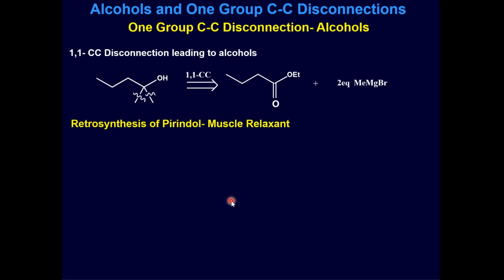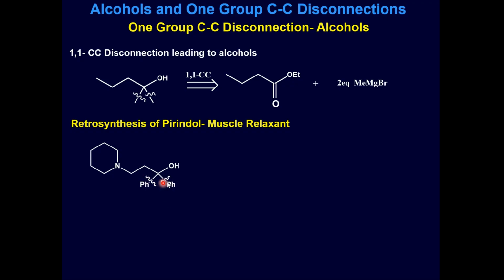I give an example of pirindol. This pirindol is a muscle relaxant. The structure of pirindol is like this. It has an alcoholic group, to which two phenyl groups are attached.